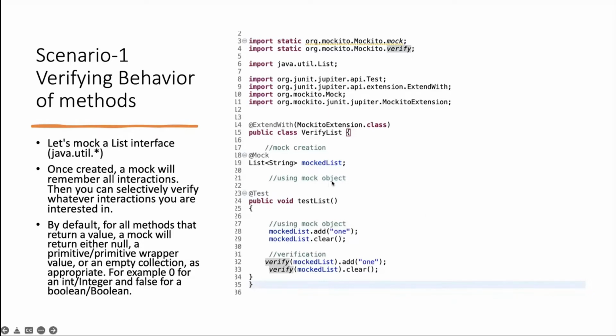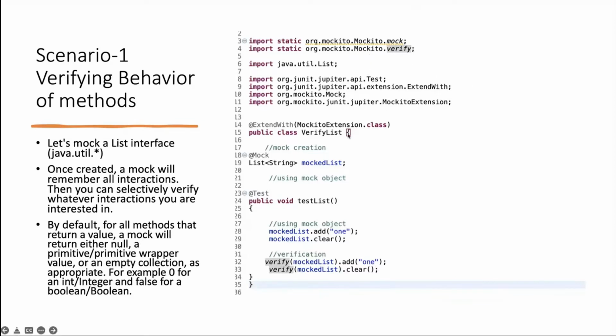The other thing you need to focus on is that once the mock is created, whatever interactions you are doing here using the mock object, Mockito will remember all the interactions. So you have made a call to add, you have made a call to clear, and then you are verifying add and clear. See how to verify behavior. You can verify behavior by using verify, which is again a static method provided in org.mockito.Mockito.verify, right? So if someone asks you to verify whether a particular mock method has been called or not, that's what you have to use.